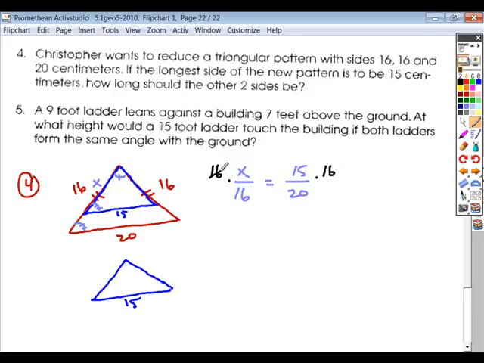Just multiply by 16. Again, it's often helpful to leave your multiplication as factors. Don't try to simplify until the end. And now you can simplify. X is equal to 5 goes into 15 3 times, 5 goes into 20 4 times, 4 goes into 16 4 times, 3 times 4 gives you 12. So you're able to solve that pretty quickly just with some simple calculations.